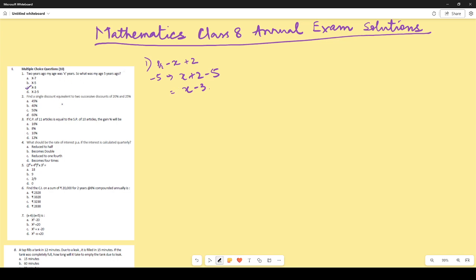The second question was, find a single discount equivalent to two successive discounts of 20% and 25%. Many of you simply added up 20%, 25% and said it is 45%. No, that is not how it is calculated. So let us say the initial price of an object is 100 rupees. Then we have a discount of 20%, which means its cost gets reduced to 80%. And then again its cost gets reduced by 25%.